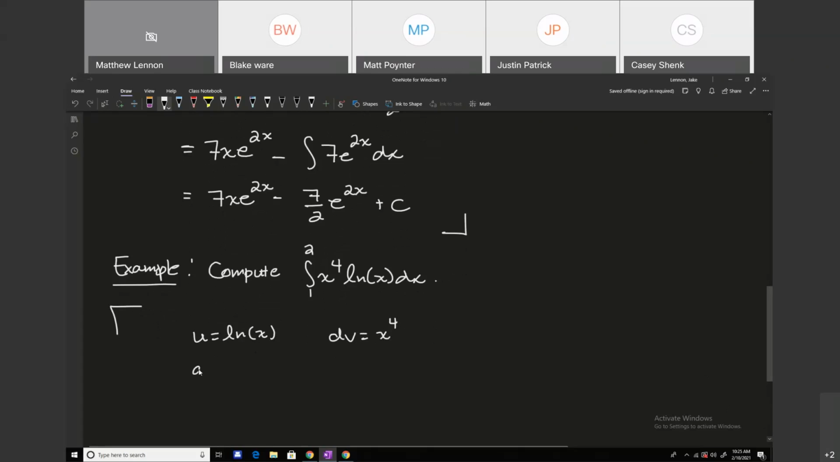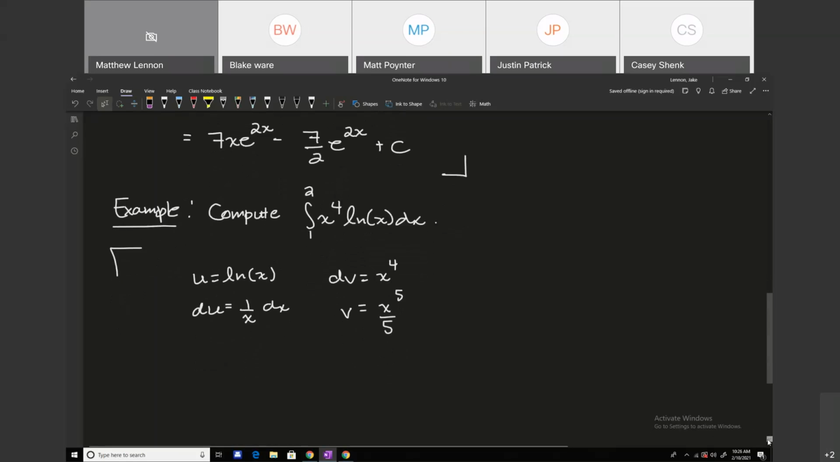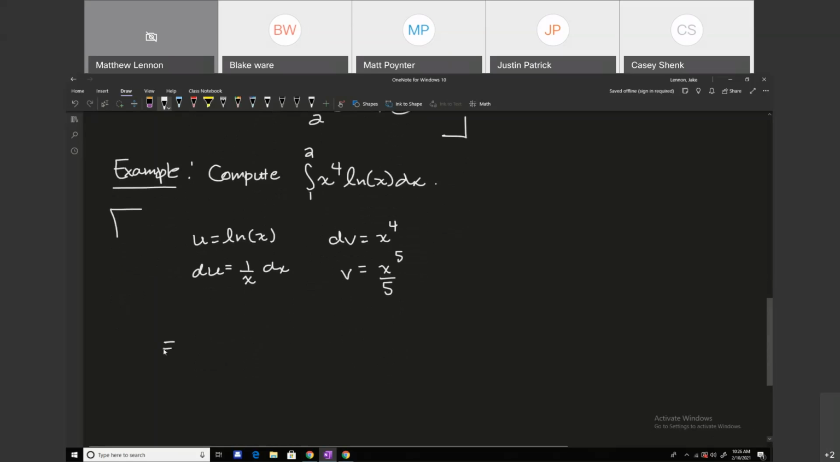So we differentiate u, so we get du is 1 over x dx. And we need to integrate dv, so the antiderivative of x to the 4th will be x to the 5th over 5. Okay, so these are all the parts we need to apply the integration by parts formula. So we take u and we multiply it with v. So that's x to the 5th over 5 times the natural log of x minus the integral of v times du. So we've got the integral of x to the 5th over 5 times 1 over x dx.